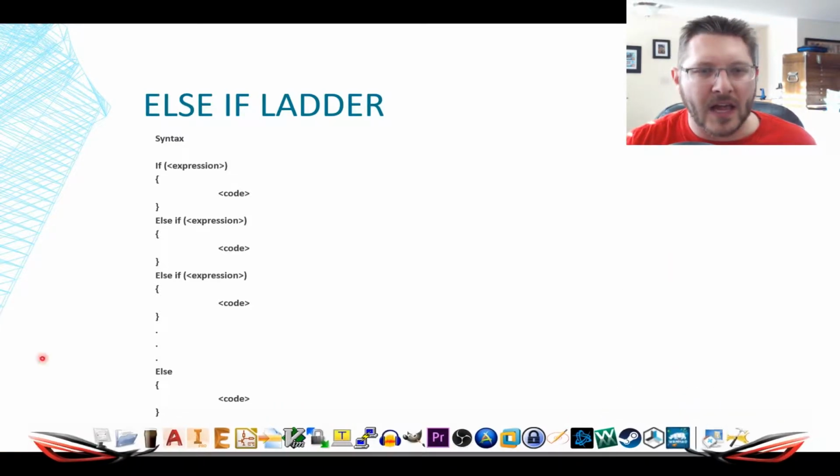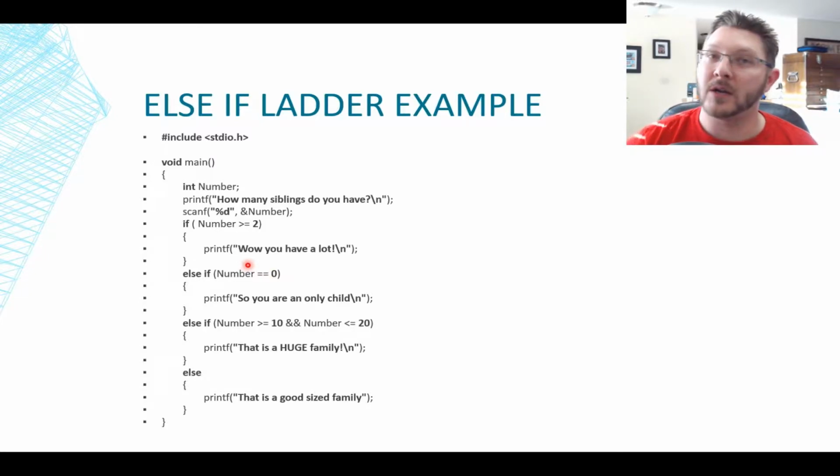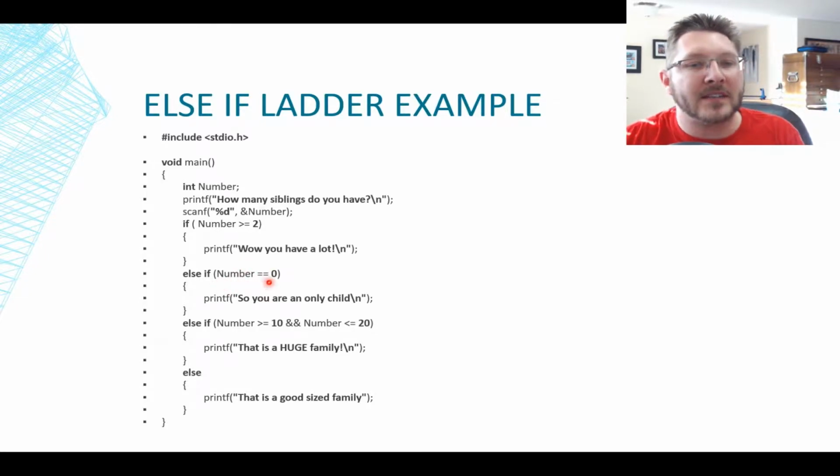So what does this look like in the actual code? Let's go ahead and check out an example here real quick. In this example, we're going to read in how many siblings you have. We check to see if it's greater than or equal to 2, then we say, well, you have a lot. If it's equal to 0, then we'll say you do not, so you are an only child.